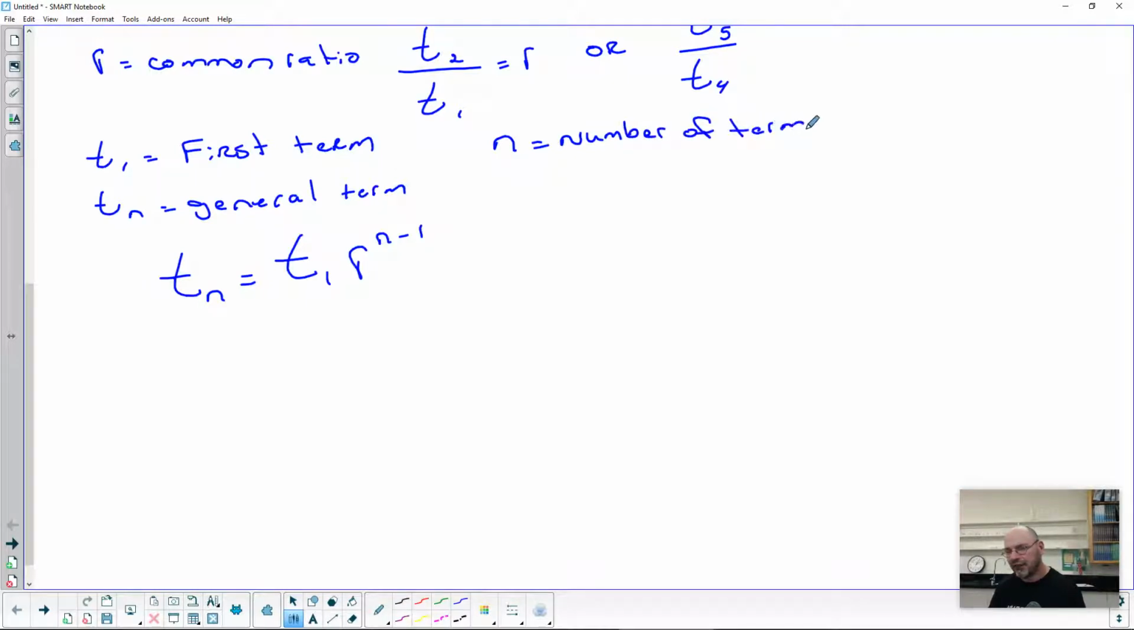Okay, where do you have to be careful? Well, you have to be careful that you don't multiply these two numbers before you raise the R to the power. You have to use order of operations. R to the power has to be done first because it's an exponent, before you do any other type of calculations using this general form.